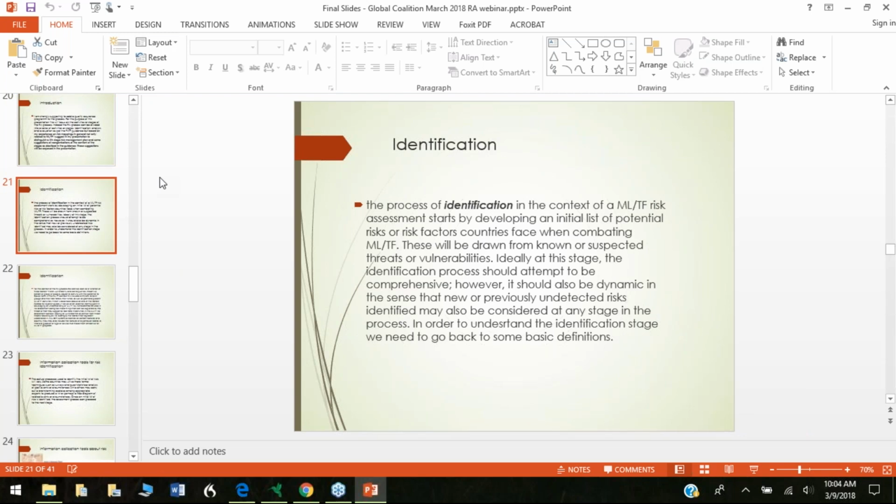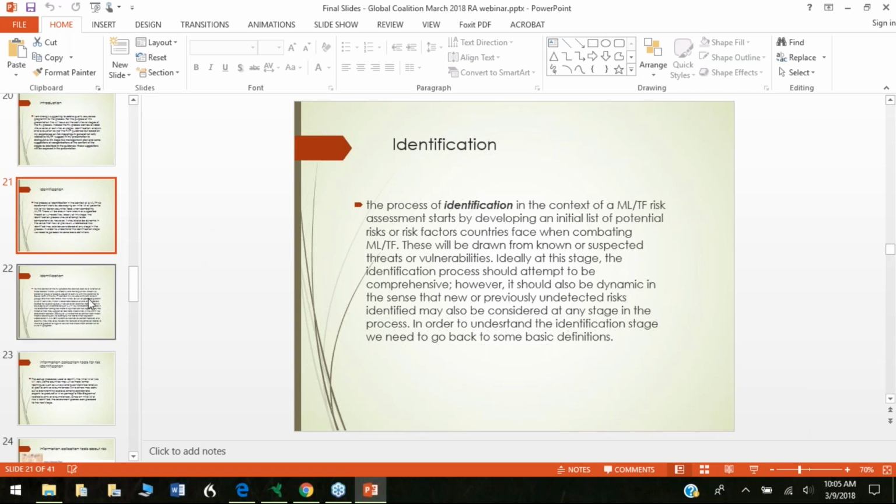Okay, so we'll go through the first activity, which is identification. The process of identification in the context of the risk assessment starts by developing an initial list of potential risks or risk factors, but those risks will derive from a list of suspected threats and also a list of vulnerabilities, because in the context of the money laundering and terrorist financing risk assessment, the risk is derived from threats and vulnerabilities. In order to understand this identification stage, we need to go back to some basics. Next slide, please.